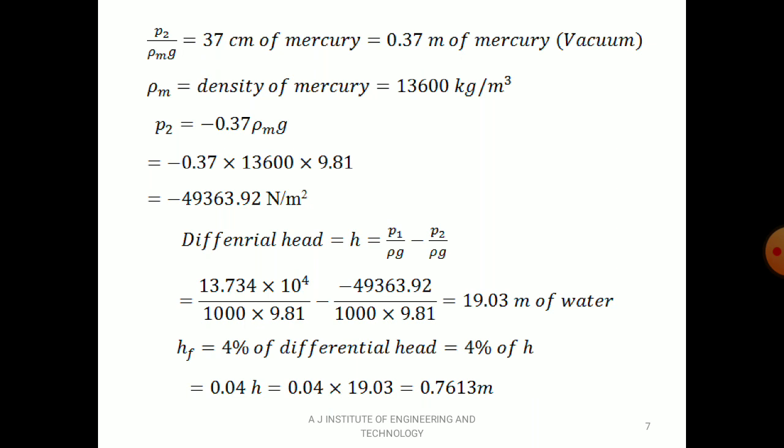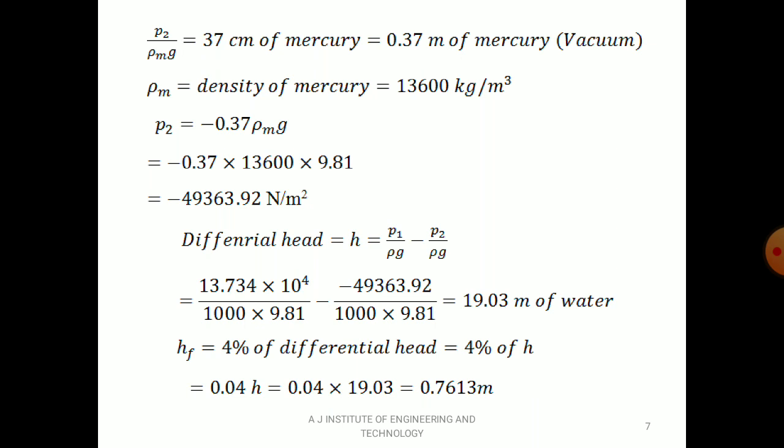But from that we can get P2 equal to minus 0.37 rho mg. So just cross multiplying rho mg to the right hand side, that is 0.37 into rho m into g, and the negative sign has to be considered. So that is equal to minus 0.37, rho m value is 13,600, g is acceleration due to gravity, that is 9.81. So minus 0.37 into 13,600 into 9.81. So that is equal to minus 49,363.92 Newton per meter square. So there is the value of pressure P2.